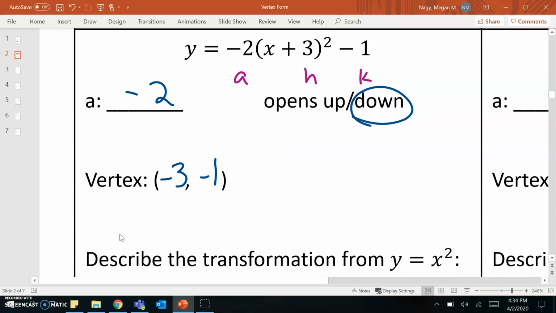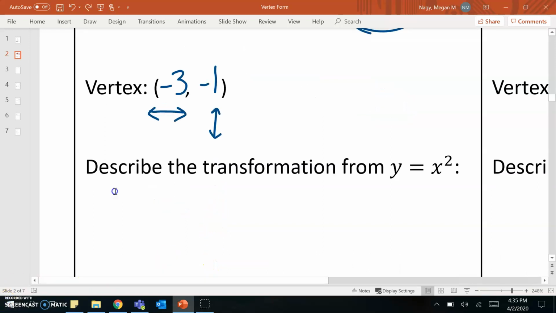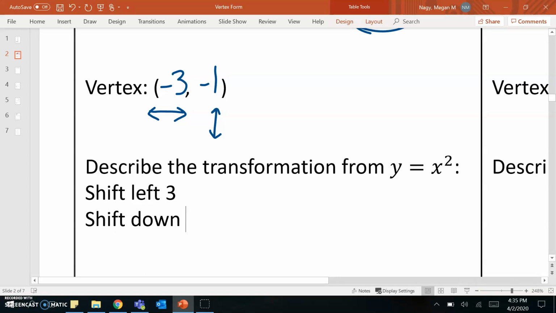So let's remember, H determines whether it moves left or right. K determines whether it moves up or down. Because H is -3, that means I'm going to shift towards the negative direction. So shift to the left 3 spaces. And then because K is -1, negatives are down on the y-axis, so I'm going to go down 1. So let me go ahead and describe that transformation. Shift left 3, shift down 1.